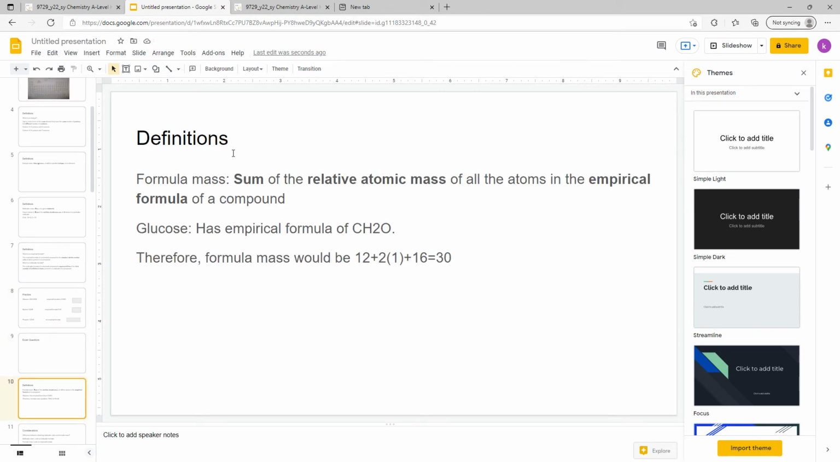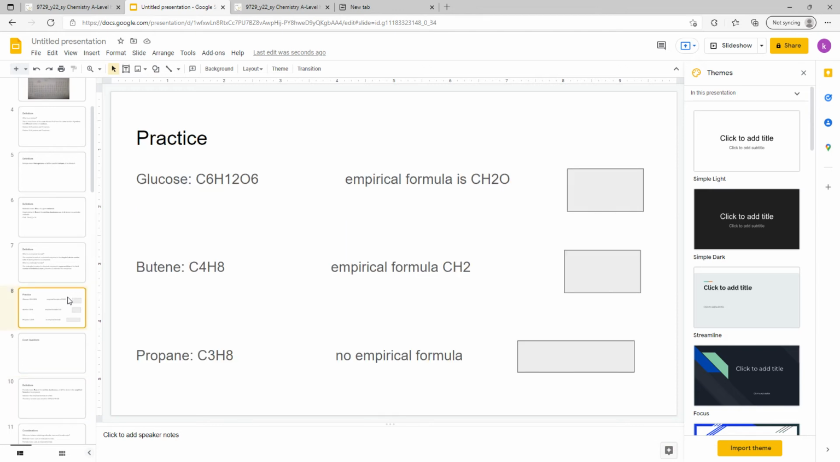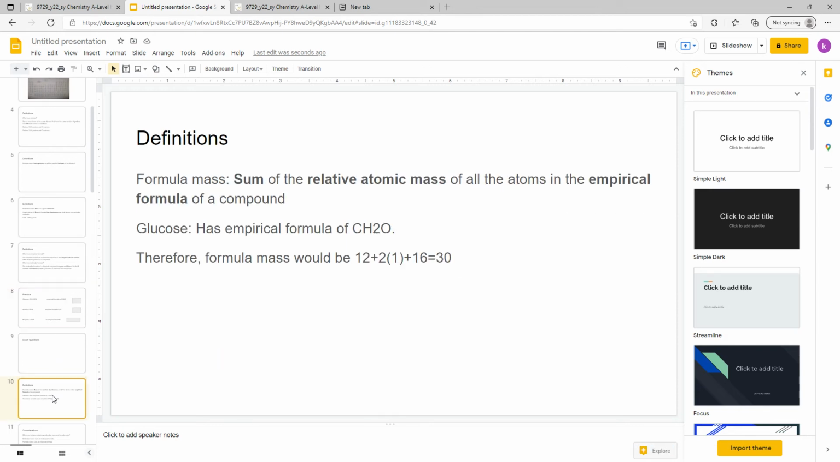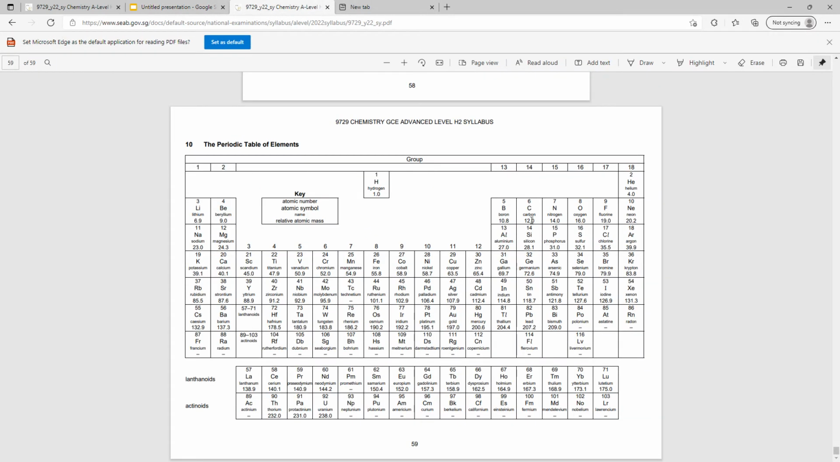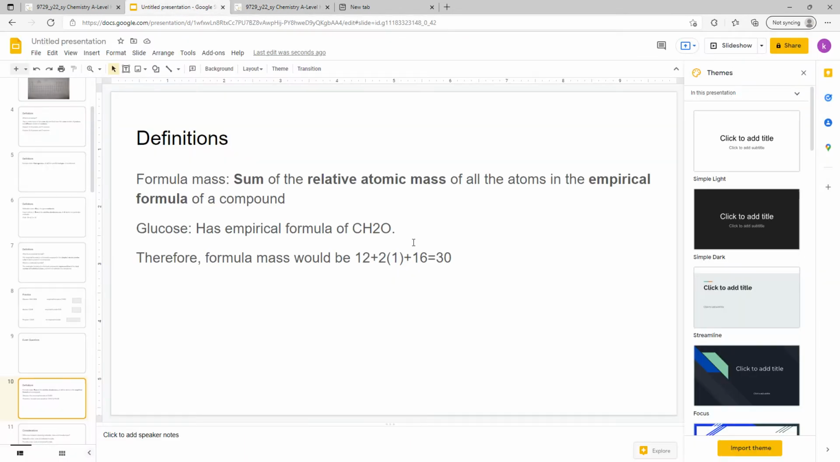So, the formula mass is the sum of the relative atomic mass of all the atoms in the empirical formula of a compound. So, as we have seen just now, glucose has an empirical formula of CH2O. Therefore, the formula mass would be 12 for carbon, 2 times 1 for 2 hydrogens, and 16 for 1 oxygen, which would give us 30.